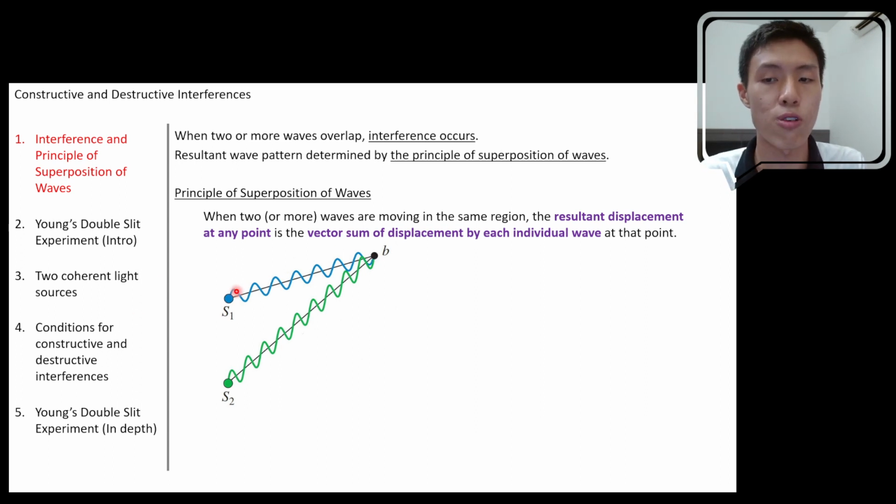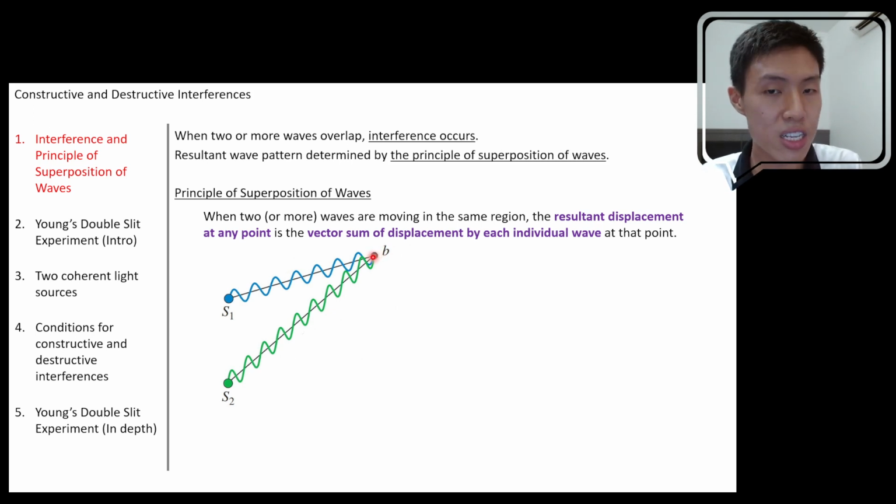The displacement for source 1, light source 1, is 0. For source 2, you can see that it arrives at trough, equilibrium, peak, equilibrium, trough, equilibrium. So you can see that both of these waves arrive with displacement equal to 0. So y for source 1 is 0, y for source 2 is 0. So if you add them up, you get 0 as well.